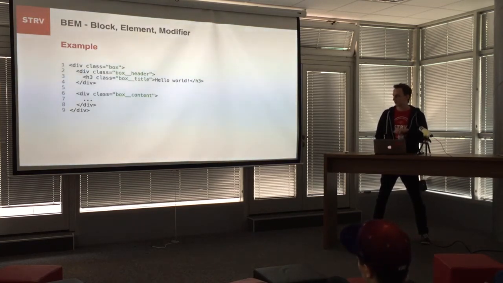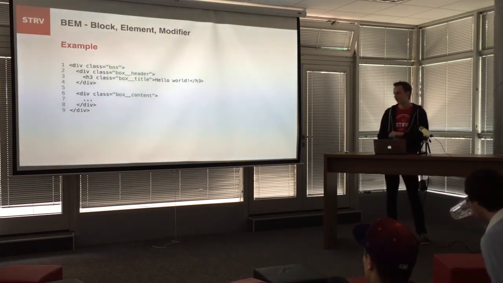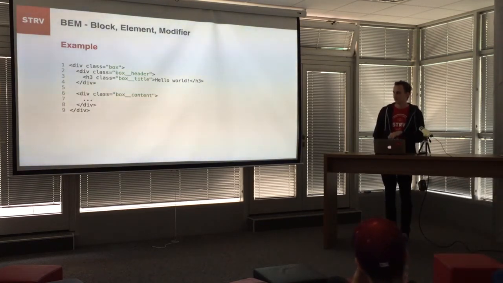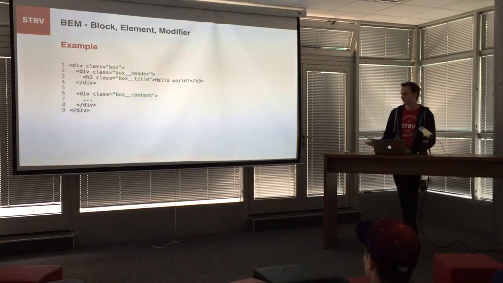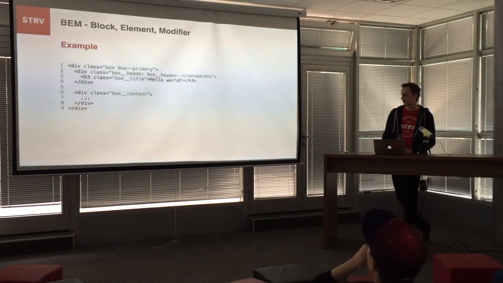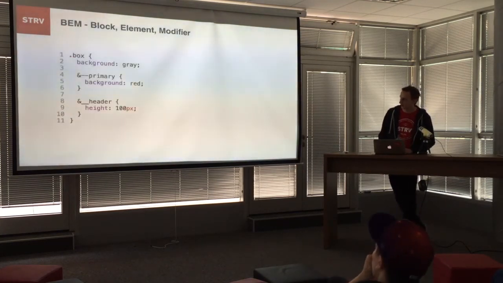So for example, when I was starting with BEM, the thing I was wondering about is why is the box title named box__title? Why is it not box__header__title? And the reason is that you don't always have to specify the parent class name. You always just have to specify the relation to the parent block, which is in this case box. You can also use modifiers as an example here.